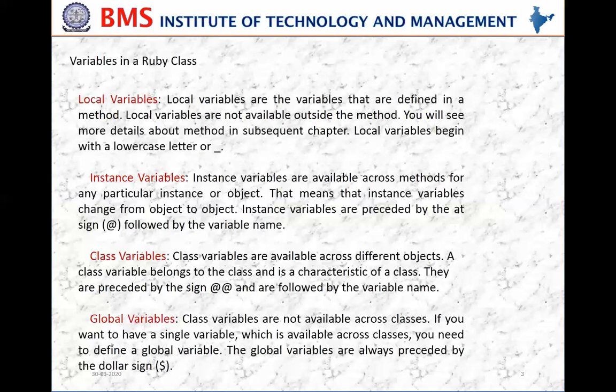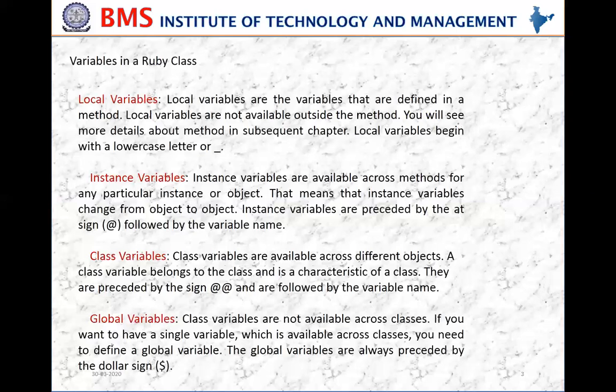Next is the instance variable, which is denoted by an @ symbol. These are available across the various methods. And instance variables are nothing but an object. Okay, so in Java, you just try to create an instance by creating an object name dot method name. So here the instance variables change from object to object.